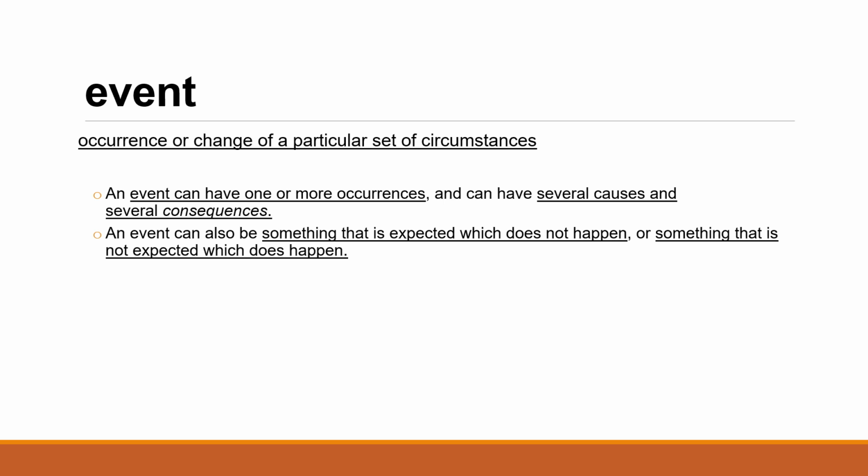An event is anything which is happening, a change of a state, or sometimes something which was expected to happen and did not happen is also an event. An event is an occurrence or change of a particular set of circumstances. That's what I call it, a change of a state. Something which was supposed to happen but did not happen is also an event.